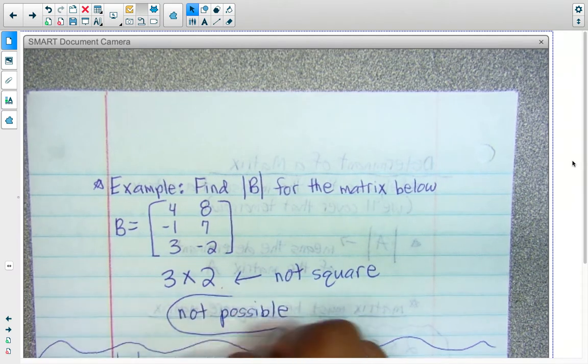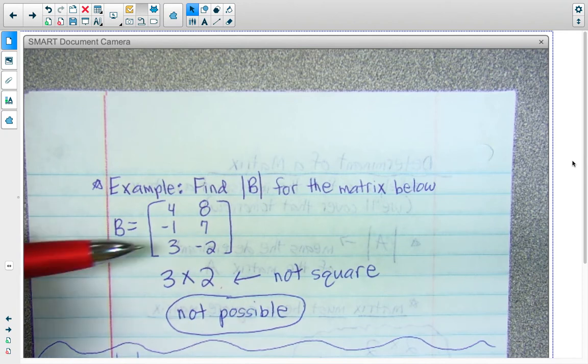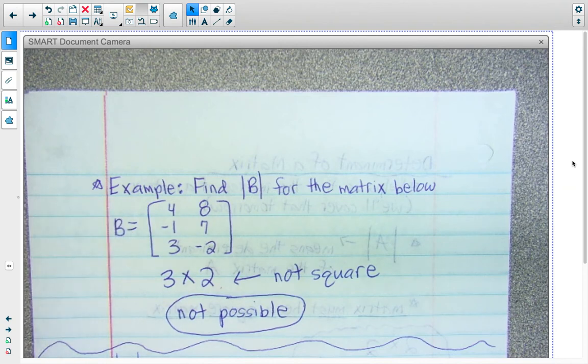So you only can find the determinant if it's a square matrix: 2 by 2, 3 by 3, 4 by 4, etc., and so on. This is not a square matrix. It's a 3 by 2 matrix. So we would say not possible. So that is finding the determinant of a 2 by 2 matrix.